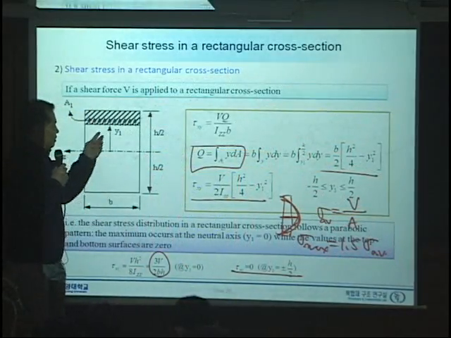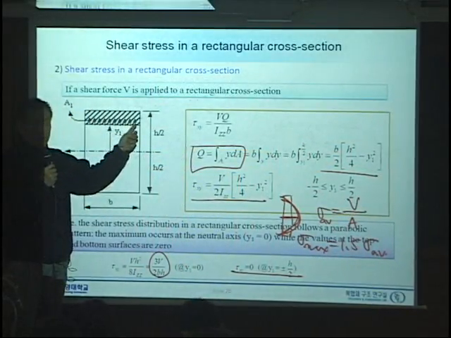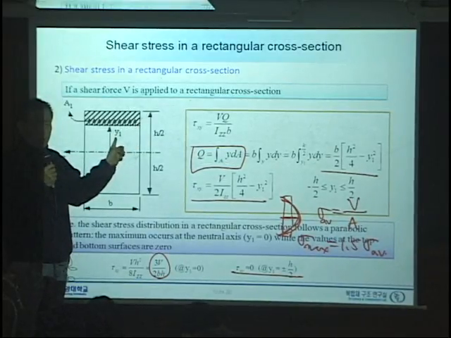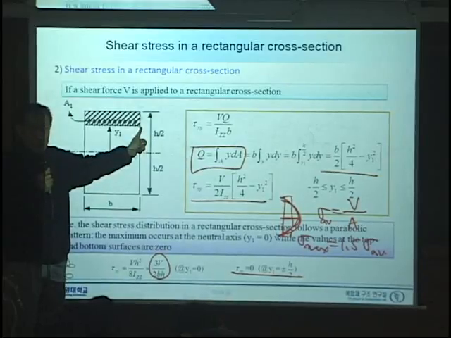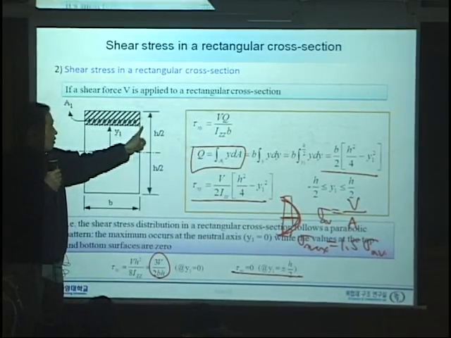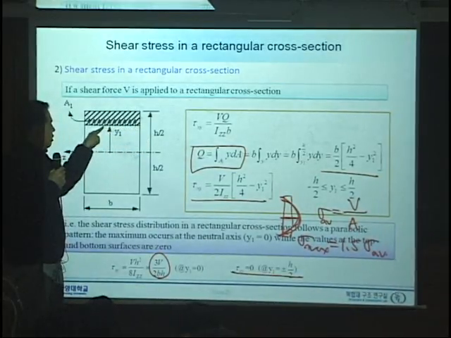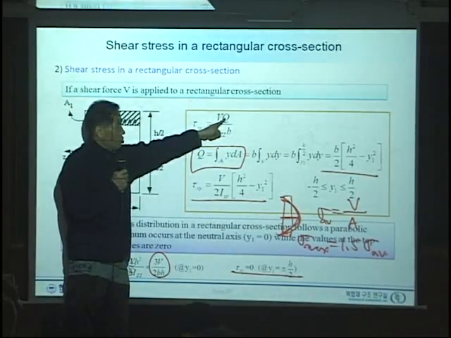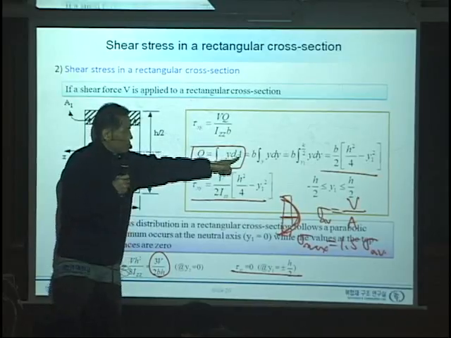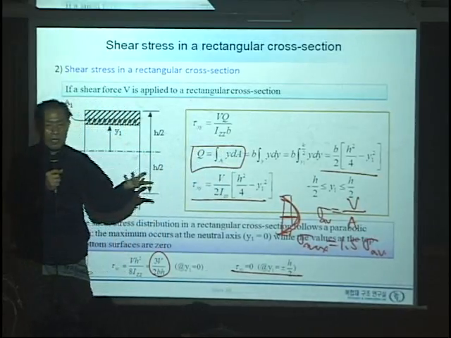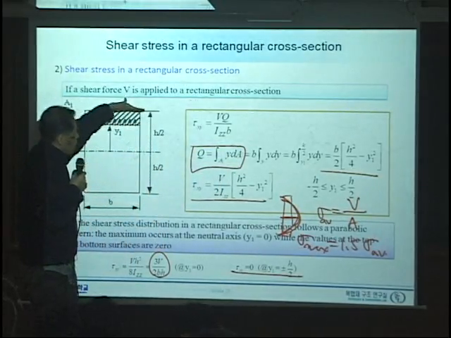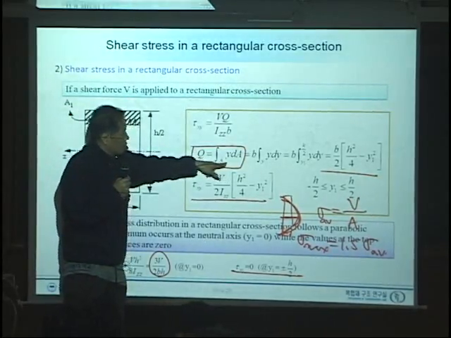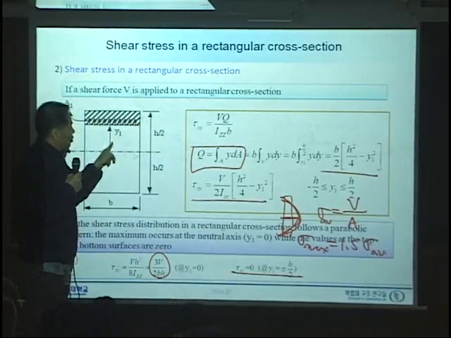See, again, let's say we want to calculate the shear stress at that point, at point y1. Let's calculate the shear stress at this point. That shear stress is the same as this one, and that is defined as VQ over IB. And Q is the integral of y dA. So what is the y dA? y dA is simply always from the top to this point, integrating up to where? Up to y1.